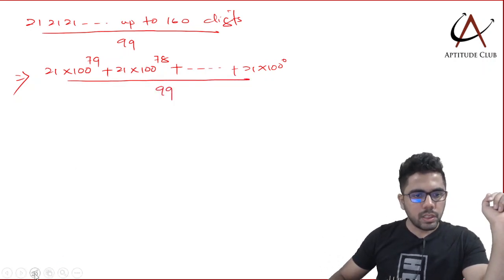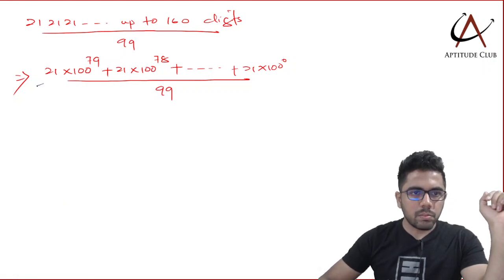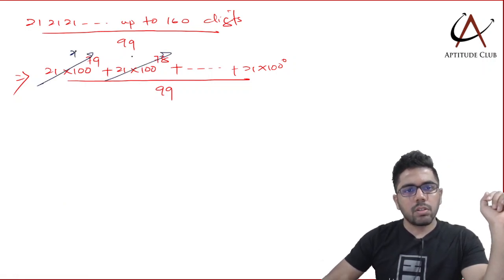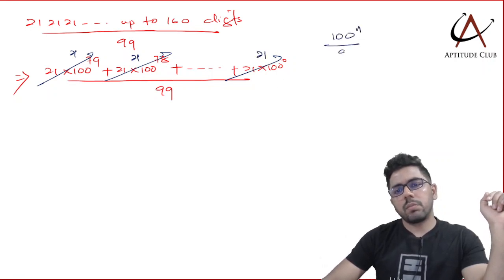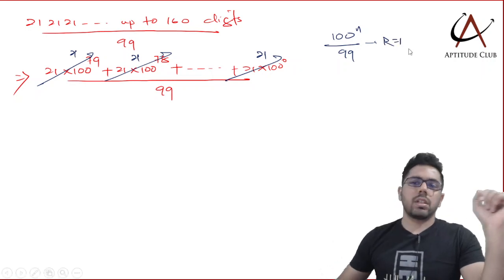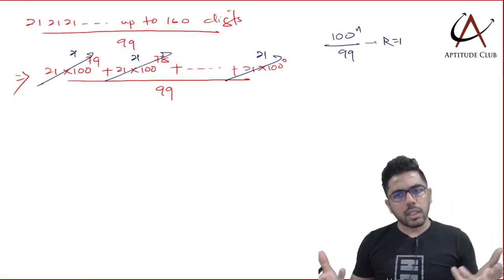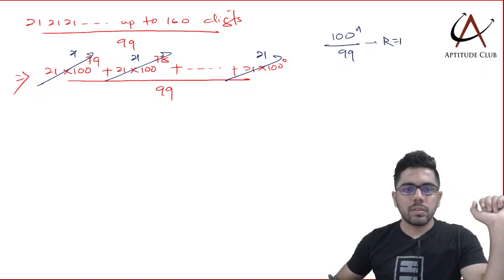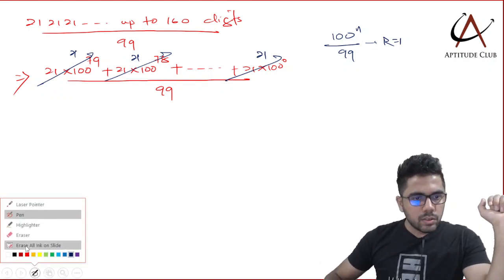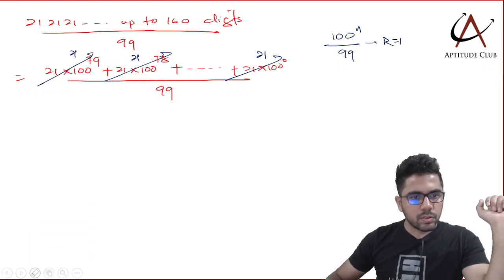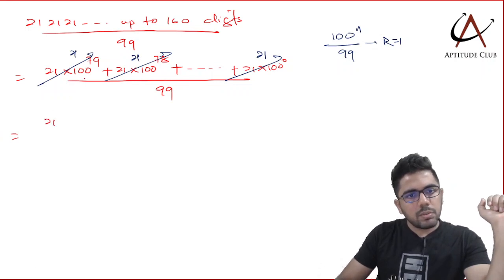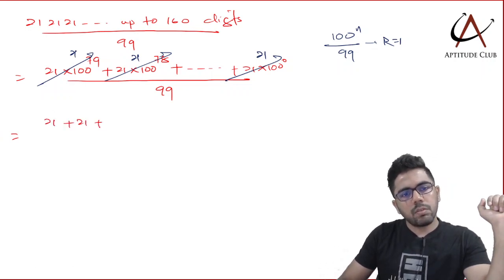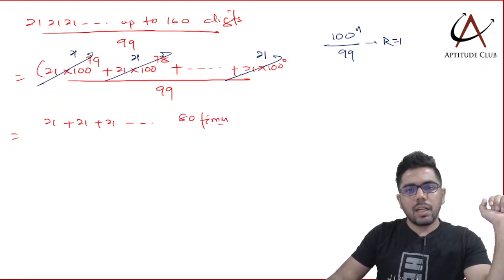Now this is a sum, and I see that whichever term you divide, the remainder is 21. Here also the remainder is 21, here also the remainder is 21, because 100 to the power n divided by 99 always leaves remainder 1. It doesn't matter what power of 100 you take, the remainder will be 1, because 100 divided by 99 has remainder 1. Make sense? So every term gives me remainder 21. So 21 plus 21 plus 21, how many times? 80 times, because here I'll have 80 terms.